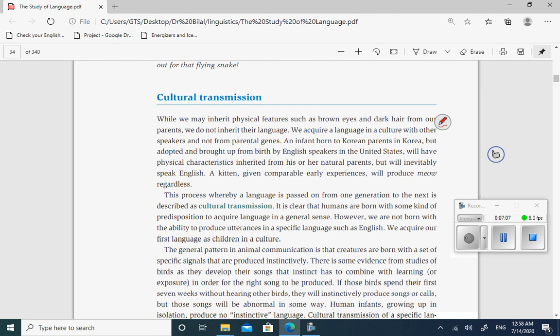Now, this is not true about animals. Animals usually inherit their communication ways. So a dog in Jordan and a dog in Britain will have the same barking to refer to the same thing. The bees in Jordan and bees in the U.S. will have the same dancing to refer to the same signal or the same idea that they want to mention.